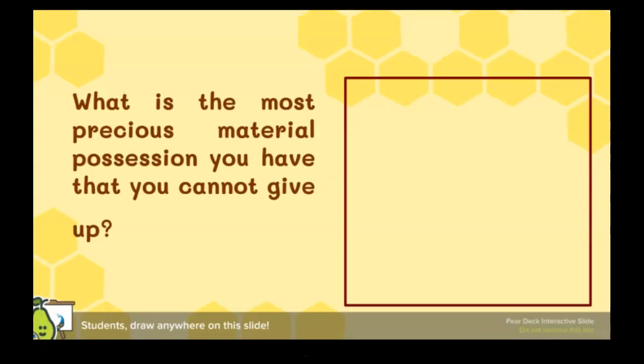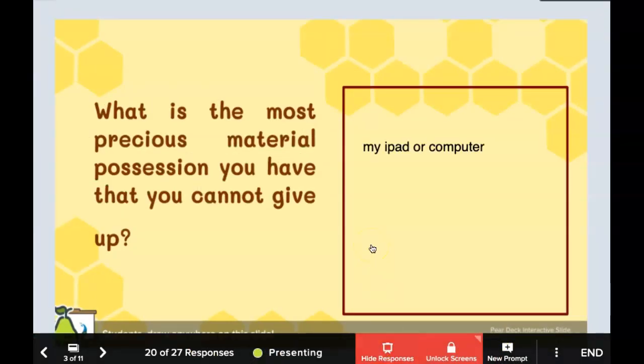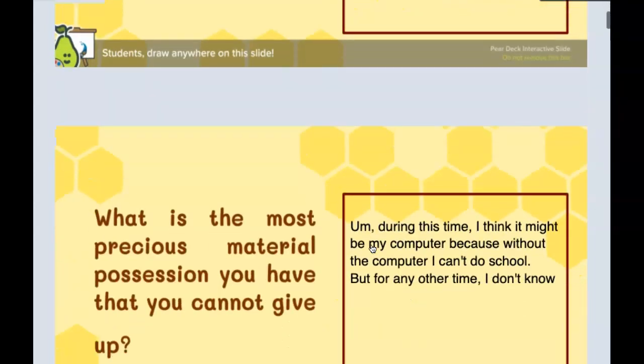Alright, who could share? What is the most precious material you possess that you cannot even give up, no matter what? Whose hand is up? Selena, go ahead. Maybe it's some old coins that my grandfather gave me. They're old, and because he's not here, I don't give it up. Yes. Quinn, go ahead. My laptop. It has all my information on it.